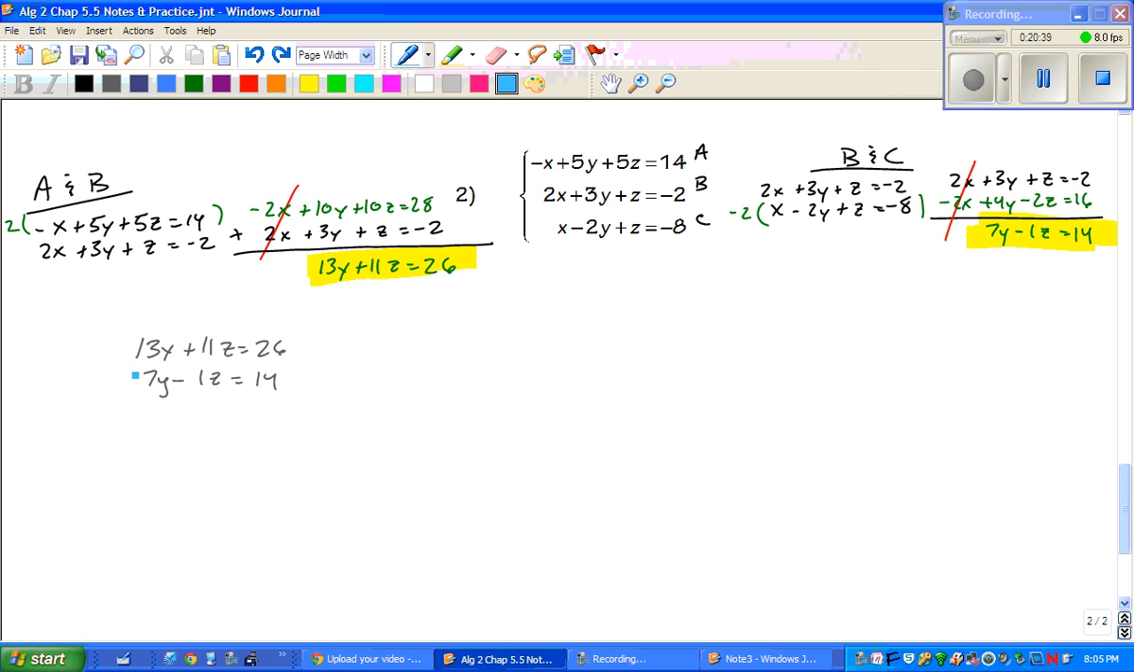Now, if you want a hint, I know these are big numbers, but I would cancel the z's actually right here, because that's going to be the easiest, okay? So go ahead and try that, and see if you can finish the rest of the equation, all right? Go ahead and pause the video, and good luck.